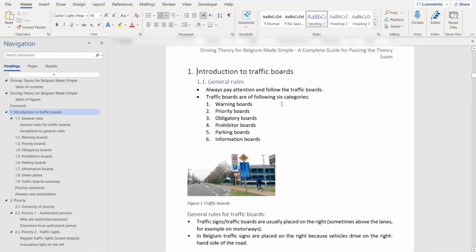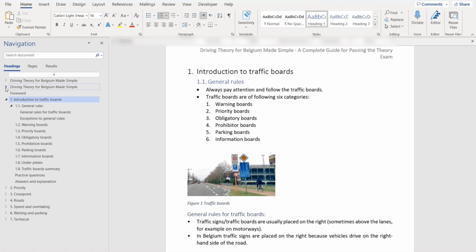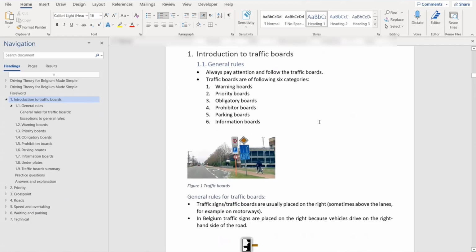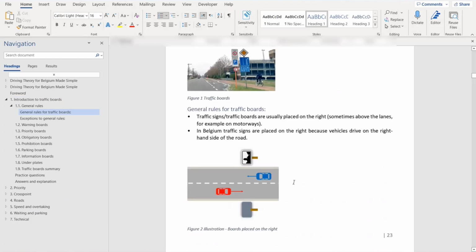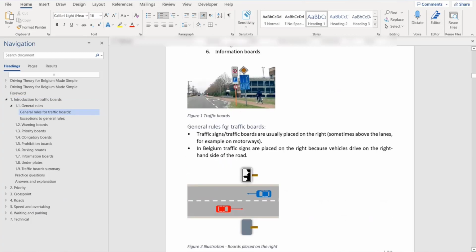We classify traffic boards into 6 categories. So there are warning boards, priority boards, obligatory boards, prohibitory boards, parking boards, and information boards. Let me quickly minimize this. So if I scroll down, general rules for traffic boards.